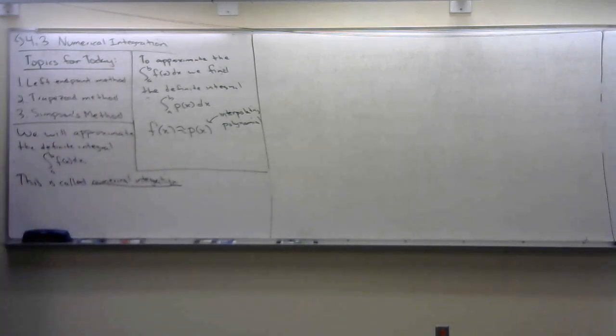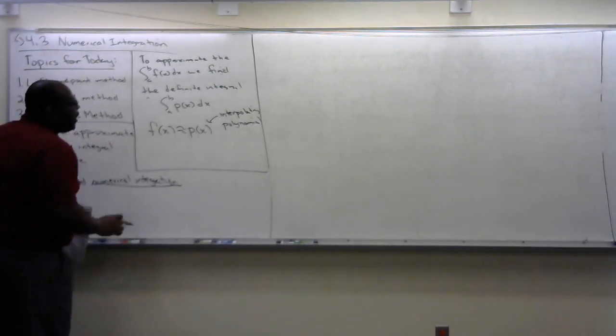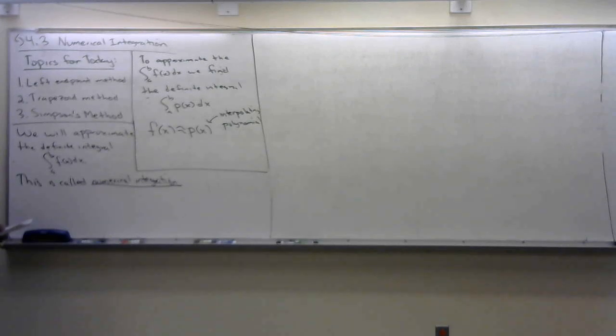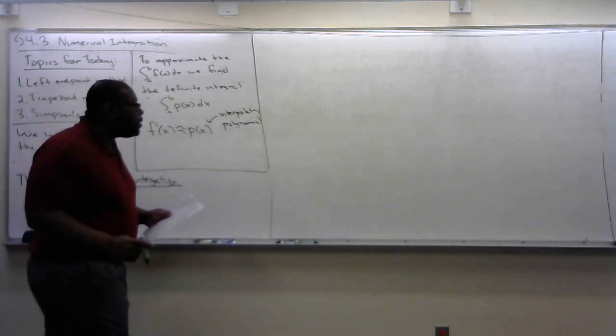Right? We dealt with Lagrange polynomials and splines, and we can integrate using the spline, Lagrange polynomial, or Newton polynomial. We're going to use a Lagrange polynomial to approximate the integral from a to b of f of x dx. So to approximate the integral from a to b of f of x dx, we find the definite integral from a to b of p of x dx. Let's look at an example.